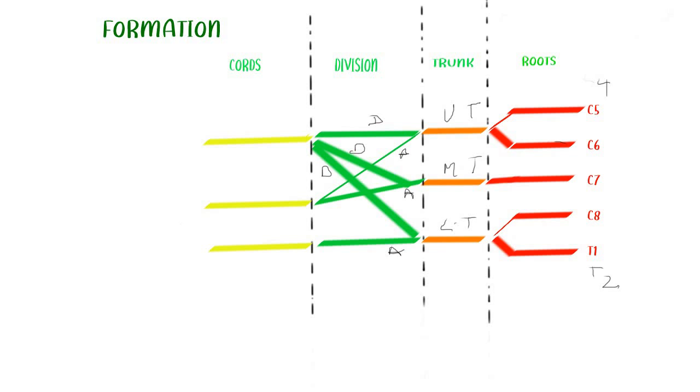The dorsal divisions of the upper, lower and middle trunk unite to form the posterior cord of the brachial plexus. Here it is, the posterior cord of the brachial plexus. The lateral cord is formed by the union of the ventral divisions of the upper and middle trunk. Here is the lateral cord, which is being formed by the union of the anterior divisions of the upper and middle trunk. And finally, the medial cord is just the continuation of the ventral division of the lower trunk. Here is the medial cord.